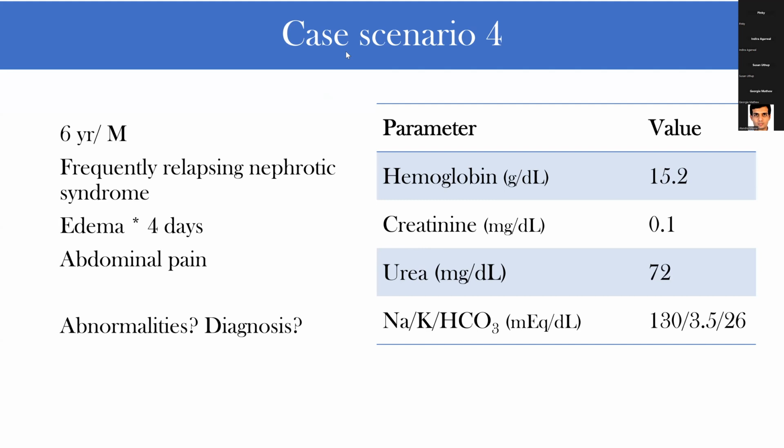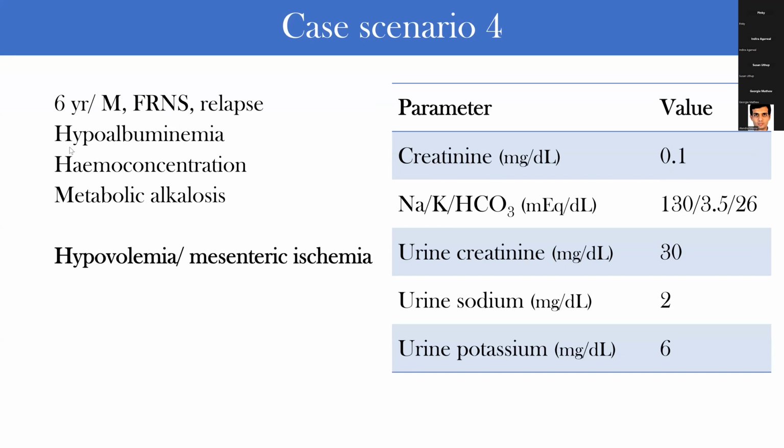Polycythemia, very good. Somebody has mentioned pre-renal AKI with the creatinine of 0.1. The kidney functions are still normal, so you cannot define AKI in this patient. Okay, hyponatremia, high urea, dehydration, underfill theory. Okay. I think most of you are getting the point. Excellent. So you can also see that there is hypoalbuminemia, hemoconcentration, and metabolic alkalosis in this patient. So you have features of hypovolemia, or what we call mesenteric ischemia in this patient.